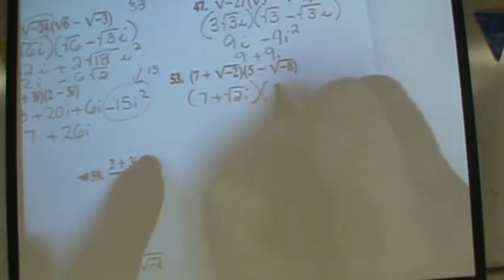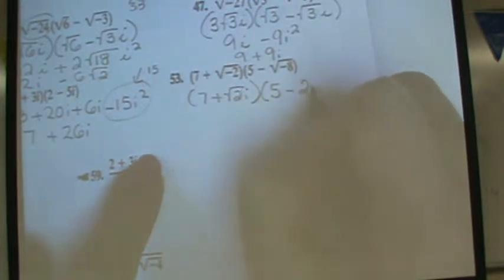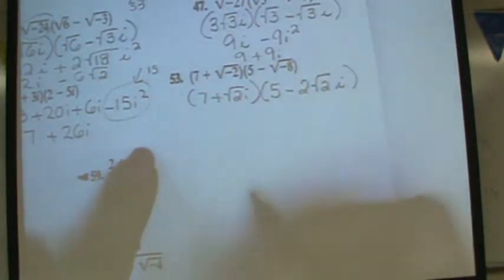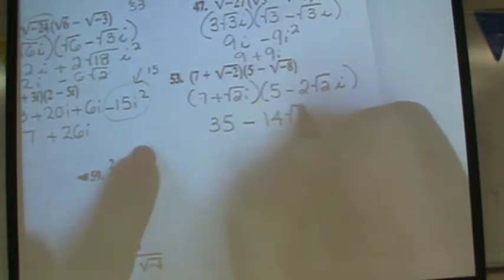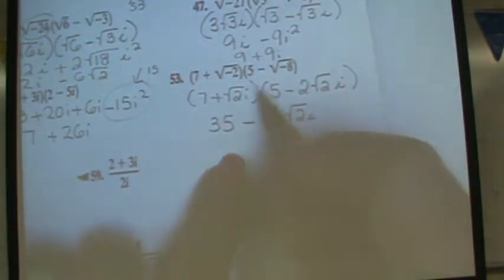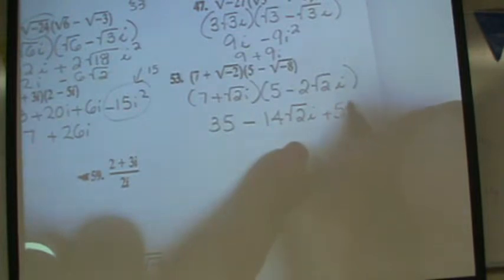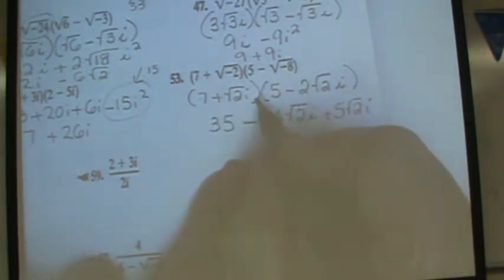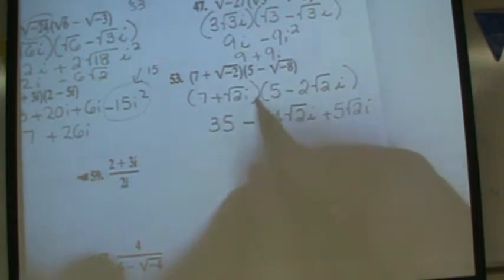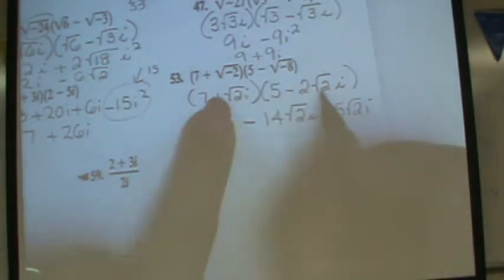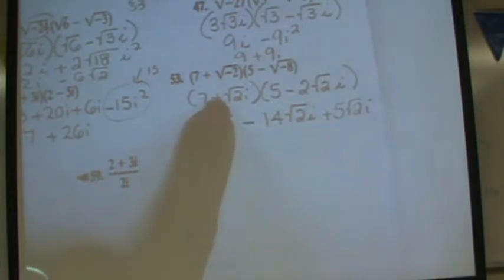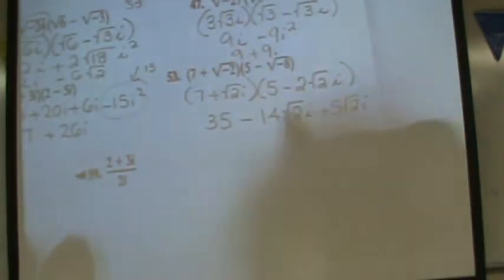And we're going to rewrite this as 7 plus root 2i, and 5 minus 2 root 2i. So when we FOIL, 7 times 5 is 35, minus 14 root 2i, plus 5 root 2i, and then these two multiplied together is going to give you this times this. Now if you want to look at it, put it together. It's for sure a minus.